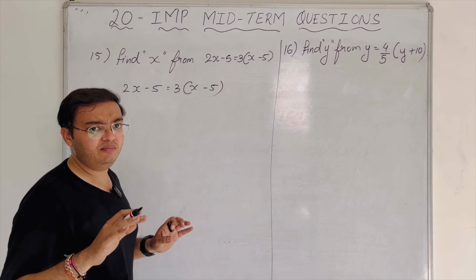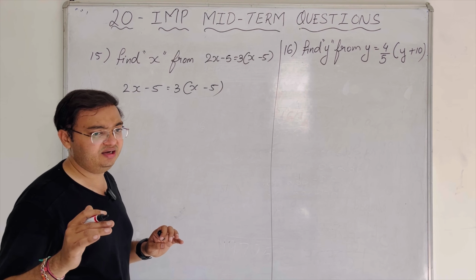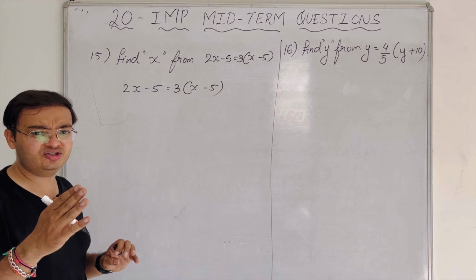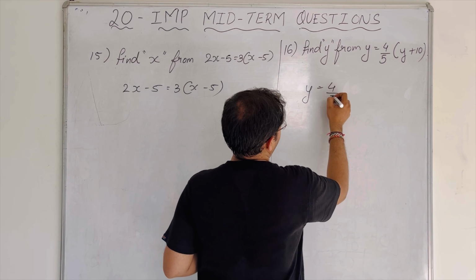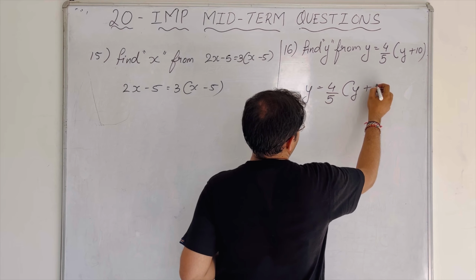I think we should solve both the questions simultaneously. What do you think? No? I think we should do it uniquely. Let's solve together. y equals 4 upon 5 bracket y plus 10.